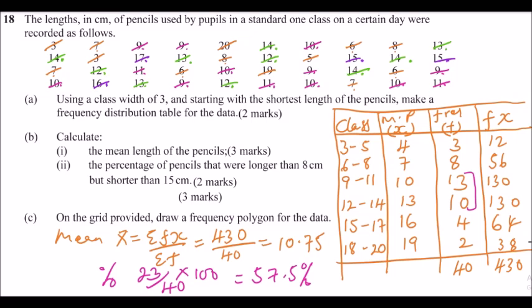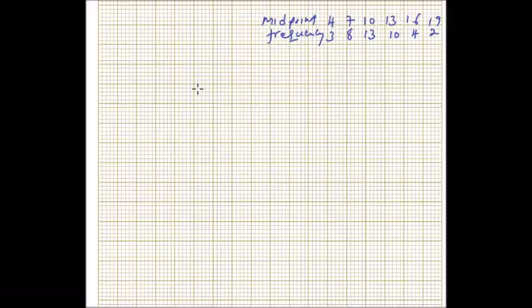We go to part C. On the grid provided, draw a frequency polygon for the data. So to plot the frequency polygon, we are going to use the midpoint and the frequency. So I'm going to do that on the graph. So this is the graph paper that I'm going to use. I've said that we use the midpoint and the frequency. I've already inserted the midpoint and the corresponding frequency.